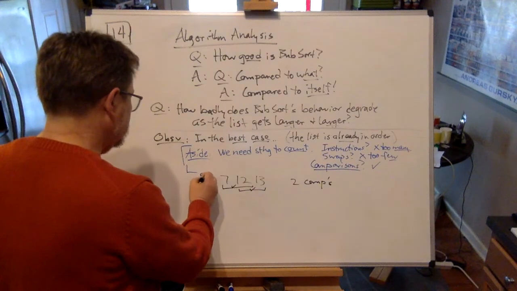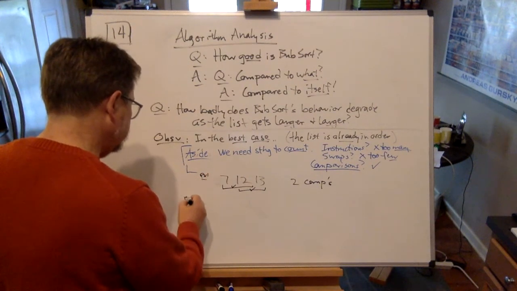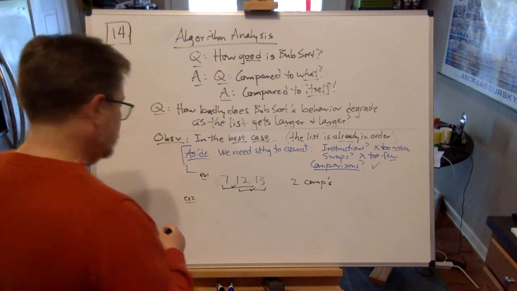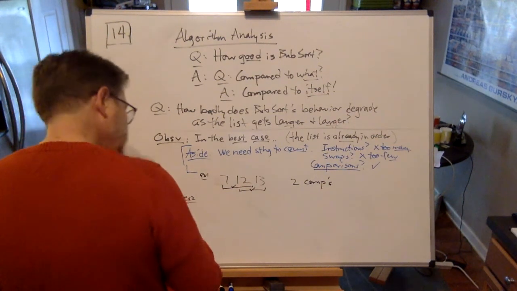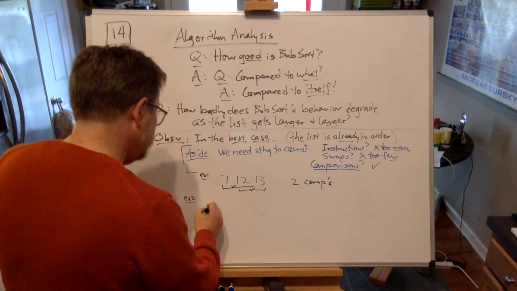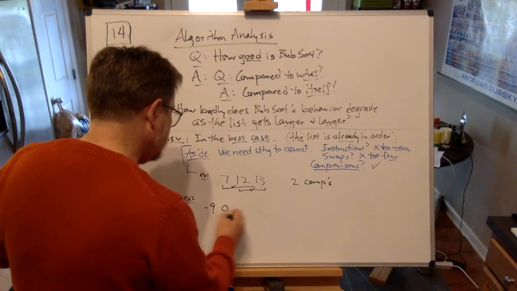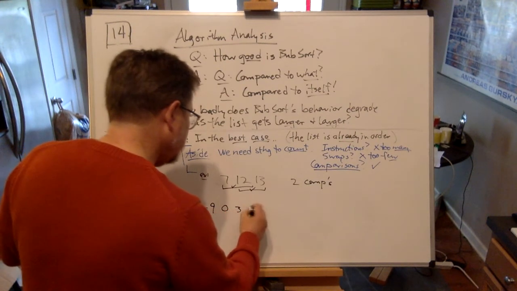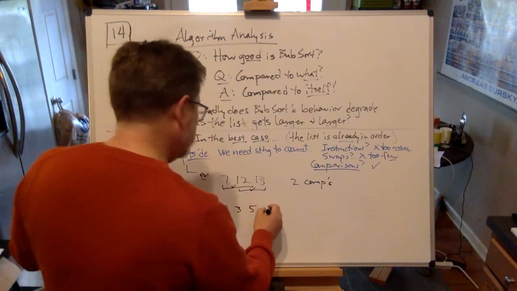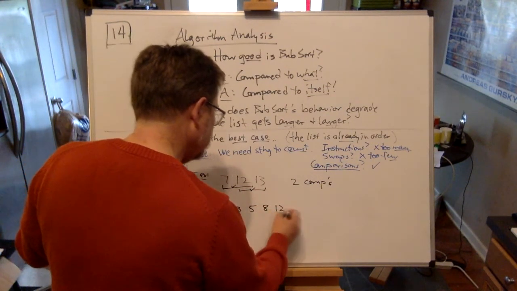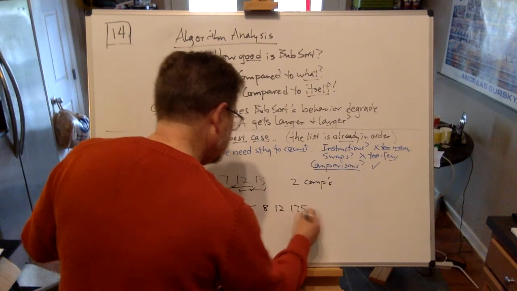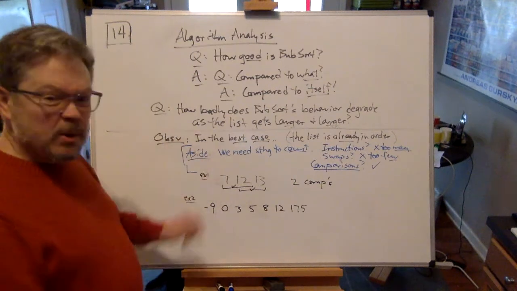That was example 1. Here's example 2. Let's do a longer list. I used 5 elements before. I'll use 5 elements again. No, I'll stretch it up to 7. We'll make it really big this time. -9, 0, 3, 5. You'd think it'd be easy to make up a list of numbers. I'm really struggling here. -9, 0, 3, 5, 8, 12, 175. There we go. Put that list in order, bubble sort.